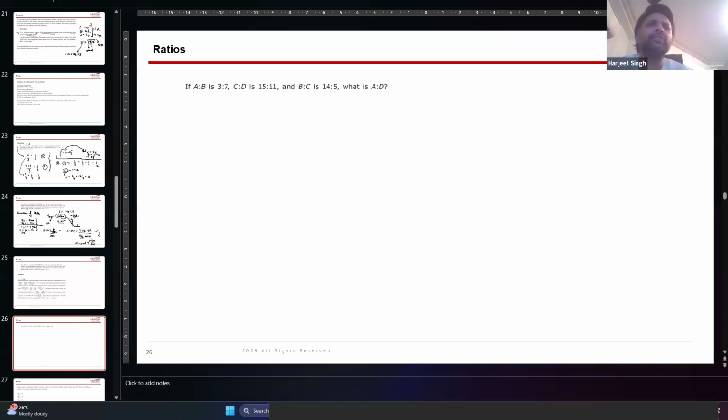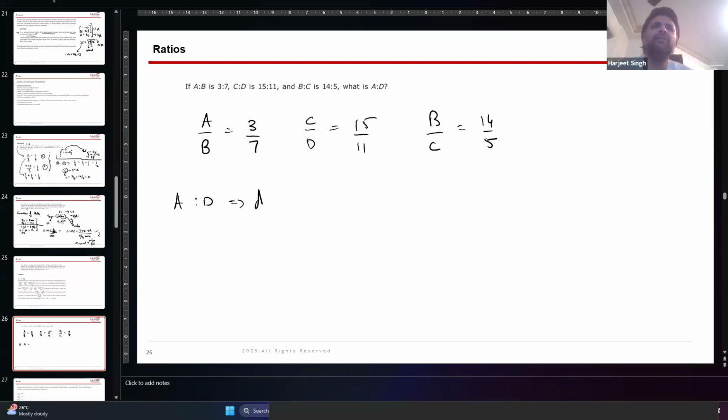Another variety in ratios is that a number of different ratios could be given, and we could be asked the relationship between one variable versus the other. For instance, here A by B is 3 by 7. So always convert this into numerator divided by denominator. So A by B is 3 by 7, C by D is 15 by 11, and B by C is 14 by 5. And they're asking us what is A is to D, which means A by D.